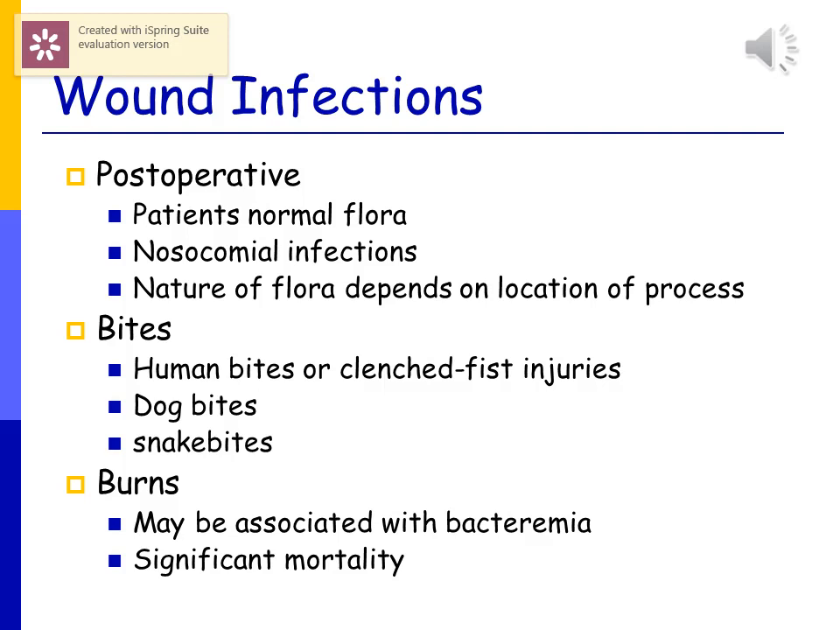In an individual who has a bite, you can have human bite infections or clenched fist injuries, and you all should be thinking of certain organisms when you hear these things because you know it from last semester. So human bites and clenched fist injuries, you should be thinking Eikenella. Dog bites, you should be thinking Pasteurella. Snake bites, also you can get many different organisms, Eikenella, Pasteurella, several organisms.